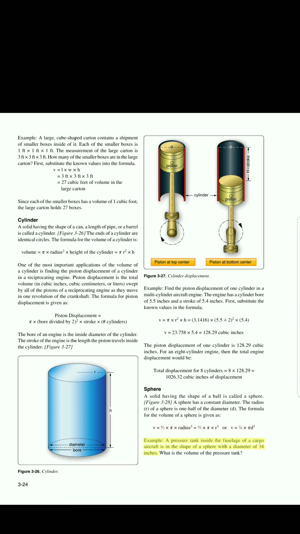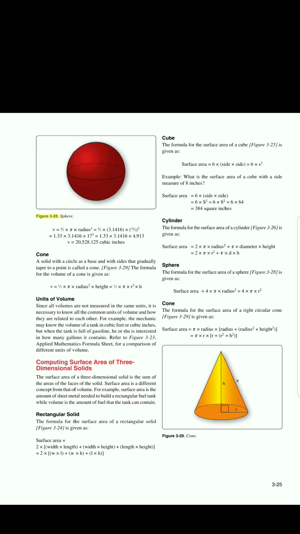Example. A pressure tank inside the fuselage of a cargo aircraft is in the shape of a sphere with a diameter of 34 inches. What is the volume of the pressure tank? Figure 3-26. Cylinder. Figure 3-28. Sphere. V equals 4/3 times pi times radius cubed, equals 4/3 times 3.1416 times (34 halves) cubed, equals 1.33 times 3.1416 times 17 cubed, equals 1.33 times 3.1416 times 4,913. V equals 20,528.125 cubic inches.